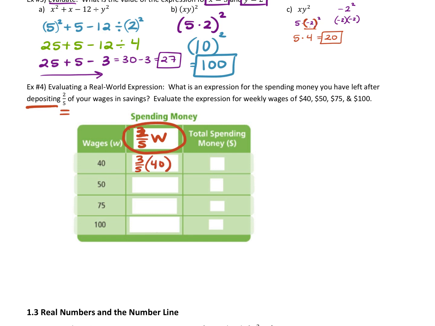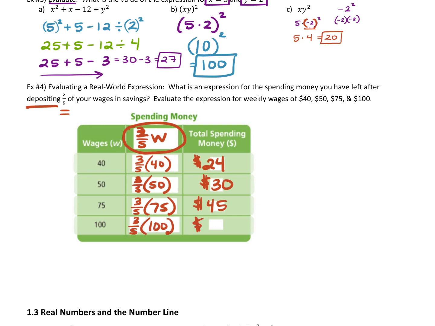Plug that into your calculator to make sure you know how to plug that into your calculator. What do you get? 24. It is $24. Okay. 3/5 of 50. Plug that into your calculator. 30. You get 30. 3/5 of 75. You should get 45. And 3/5 of 100. You have $60 to spend.